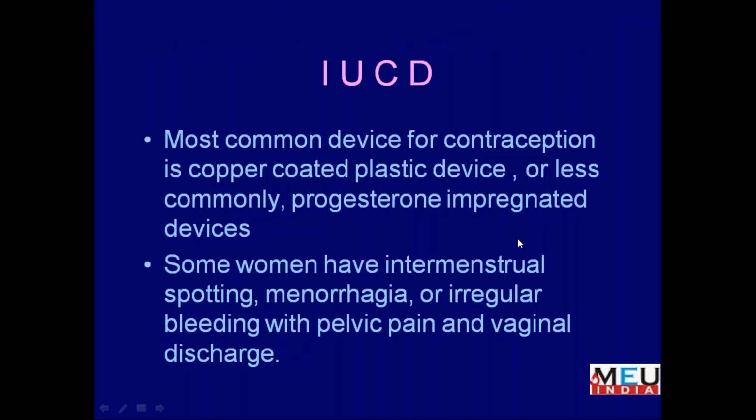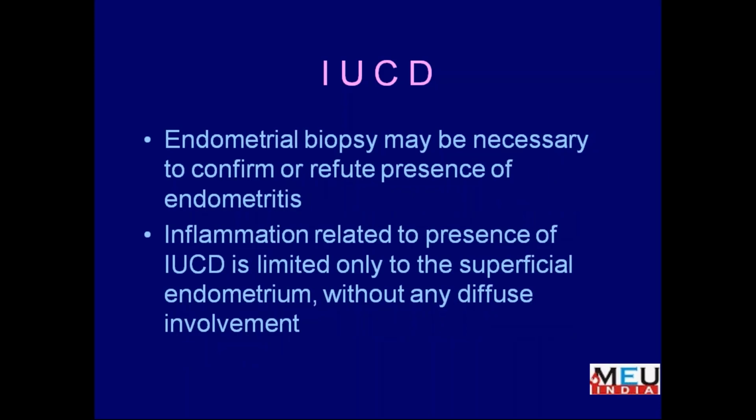Intrauterine contraceptive device is a very common copper coated plastic device which is sometimes used for contraception, and this is impregnated with progesterone, and especially if the history of this is there, it helps in the diagnosis. These ladies have intermenstrual spotting, menorrhagia or irregular bleeding with pelvic pain and vaginal discharge. The endometrial biopsy sometimes may be needed to confirm or refute the diagnosis or the presence of endometritis. And inflammation related to the intrauterine contraceptive device is limited only to the superficial endometrium without any diffuse involvement.